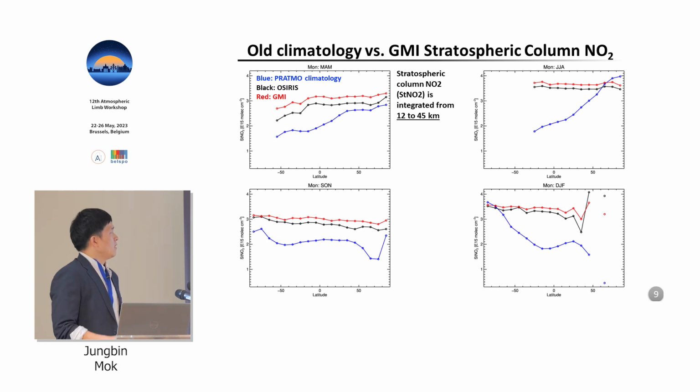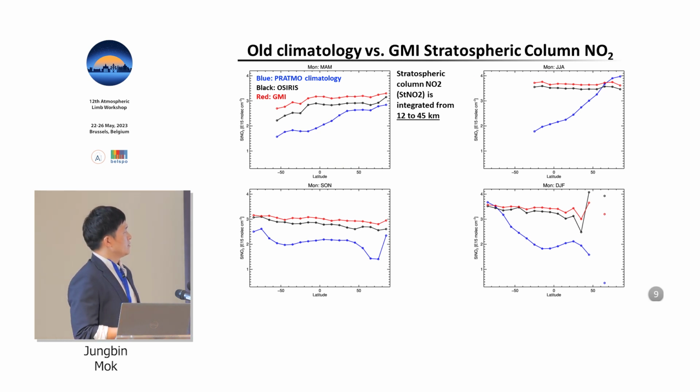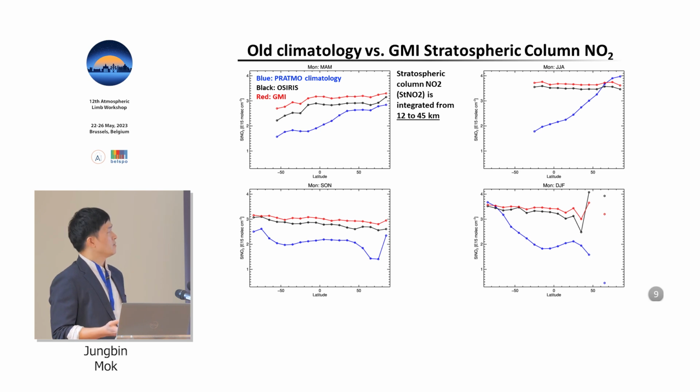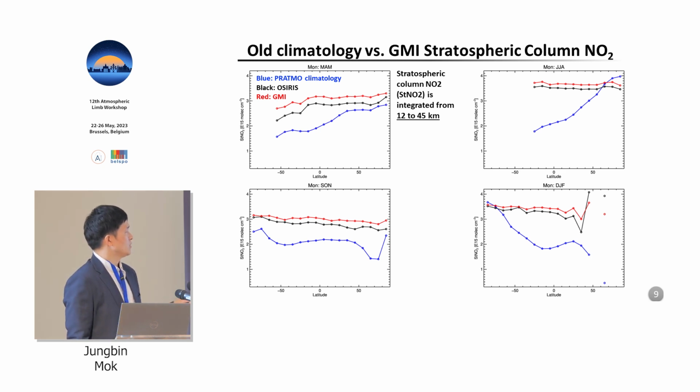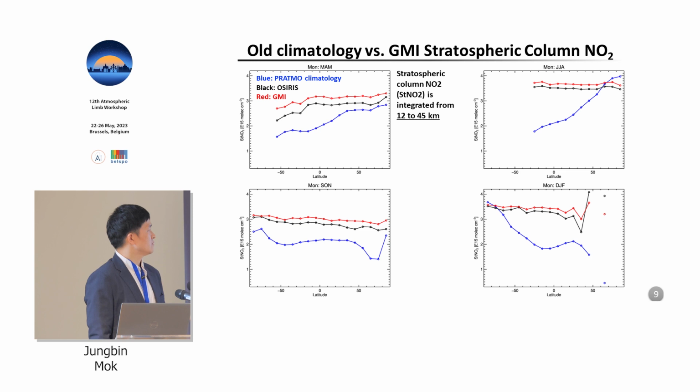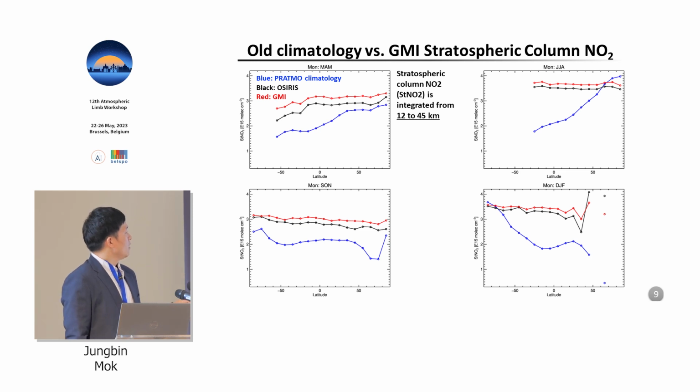We compare the old climatology with GMI stratospheric column NO2. Stratospheric column NO2 is calculated from 12 to 45 kilometers. We plotted stratospheric column NO2 as a function of latitude. As you can see, the blue, black, and red show Platmo, OSIRIS, and GMI.